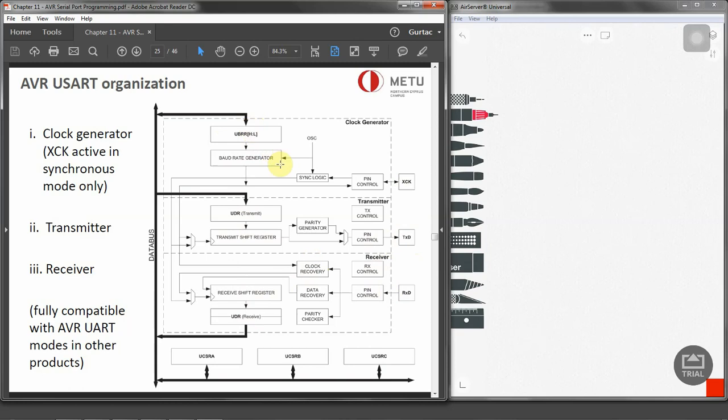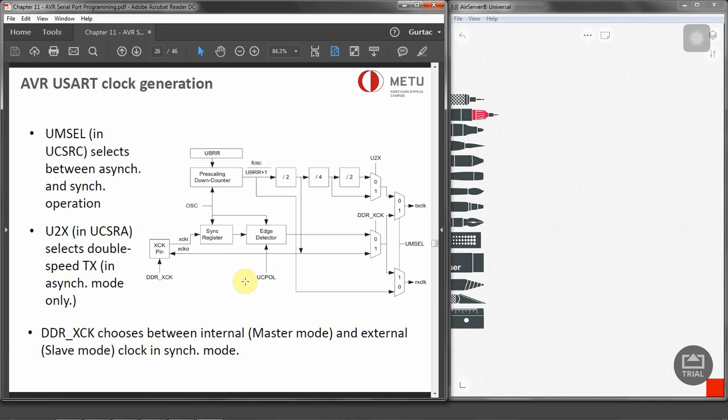So clock generator XCK is active in synchronous mode only, if you want to use a synchronized clock. Transmitter and receivers are over here, and we can use AVR in any modes. Now, if you want to generate a clock, this is what we are going to see inside of it. Now this part is showing the XCK pin and so on, over here with the multiplexer and so on.